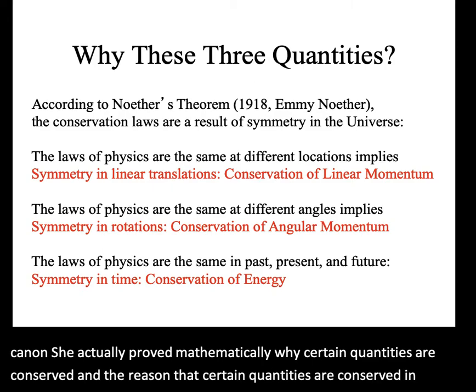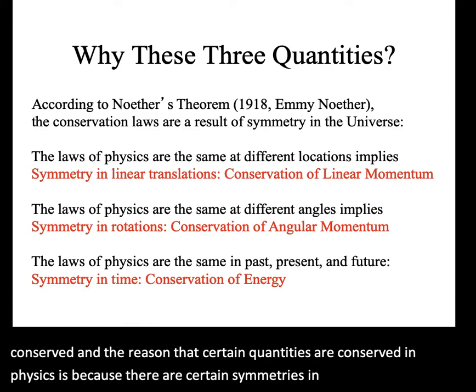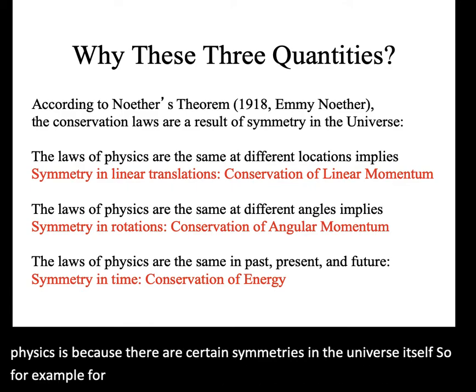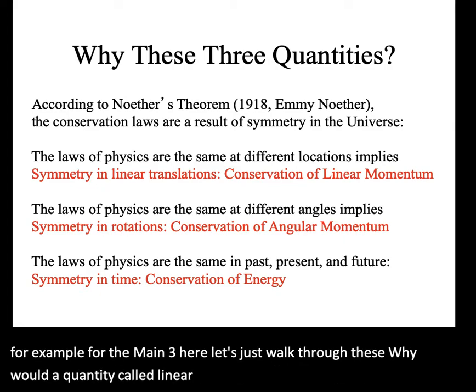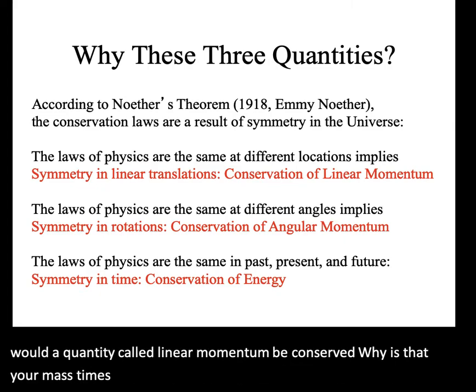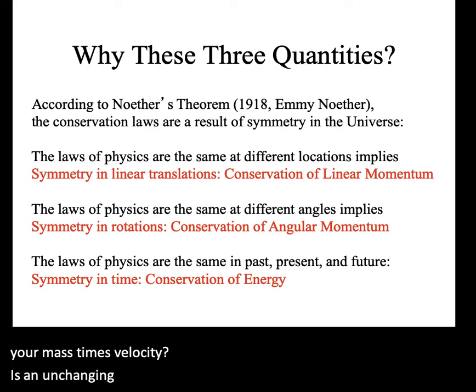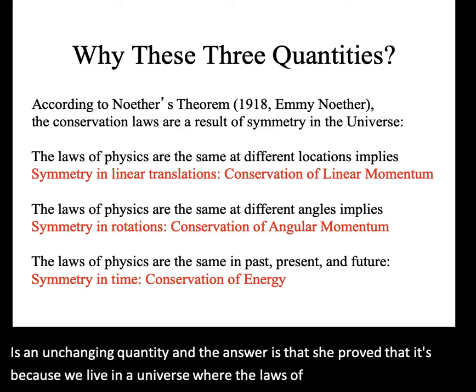because there are certain symmetries in the universe itself. So for example, for the main three here, let's just walk through these. Why would a quantity called linear momentum be conserved? Why is it that your mass times your velocity is an unchanging quantity? And the answer is that she proved that it's because we live in a universe where the laws of physics are the same at different locations, right?